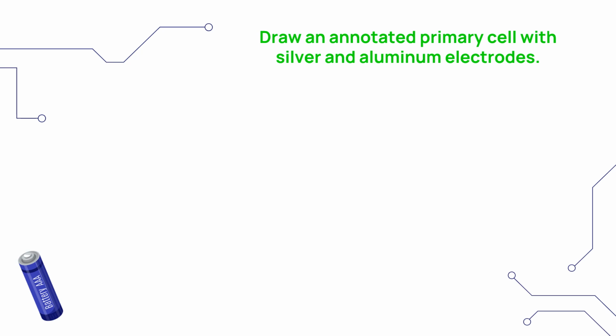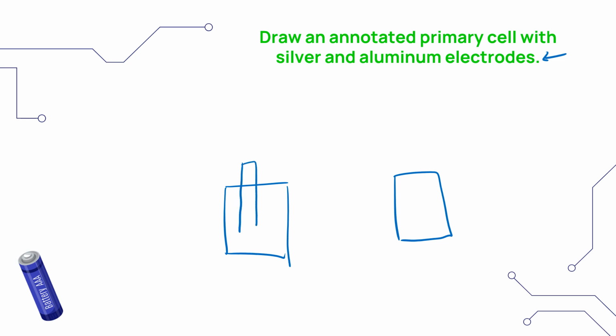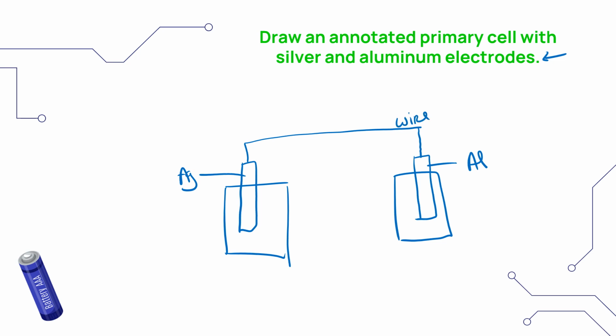IB might ask us to draw a primary cell. It's given us 2 electrodes. Let's do it. We're going to start with 2 half cells. We're just going to draw some beakers here. I'm going to submerge into one beaker one of the pieces of metal. I'm going to make this one our silver, and then into the other half cell we're going to submerge our other piece of metal. This is aluminum. We're going to connect them with a piece of wire.